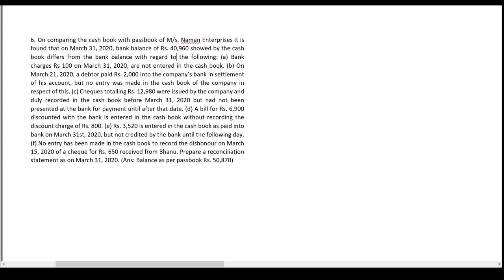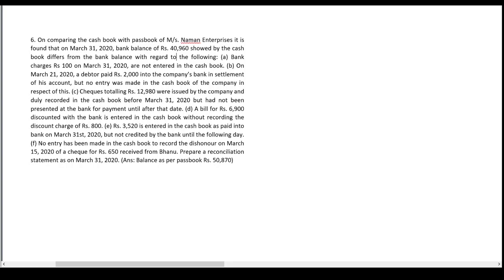So we don't know the passbook balance here. A, bank charges rupees 100 on 31st March 20 were not entered in the cash book. On 21st March 20, a debtor paid rupees 2000 into the company's bank in settlement of his account, but no entry was made in the cash book of the company in respect of this.